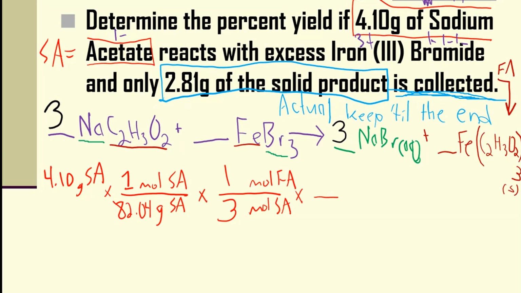Now that I'm in iron acetate mode, it says I need grams of solid product in my actual, which means I want my theoretical to match. I want grams of solid product. So I'm going to take my theoretical to match my actual. So I'm going to bring my moles of iron 3 acetate down and change that to grams of iron 3 acetate. Remember, the mole is 1 unless mole to mole. Then we use the equation. So we use the 1.